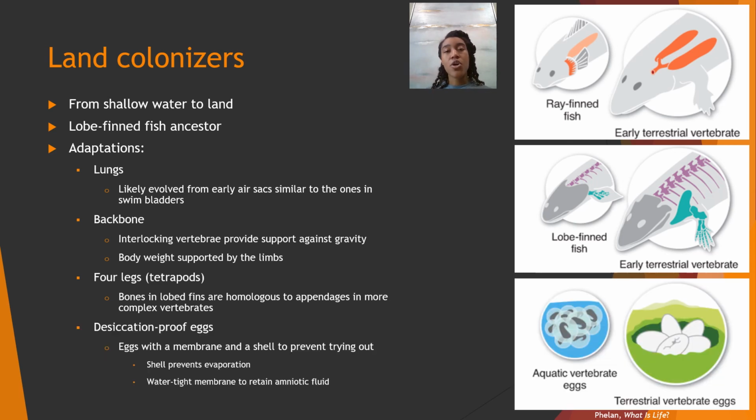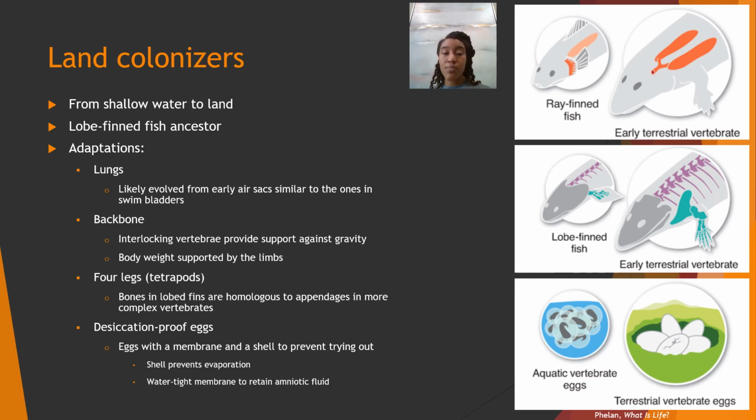And then finally, lobed-fin fish had to develop a way to prevent their eggs from drying out. If you're a fish, you lay your eggs in water, you don't have to worry about your eggs drying out. It's in water. But on land, this can be a very major problem because your eggs are not surrounded in liquid at all times. And so in order to make their eggs desiccation-proof, they developed 2 different new structures.